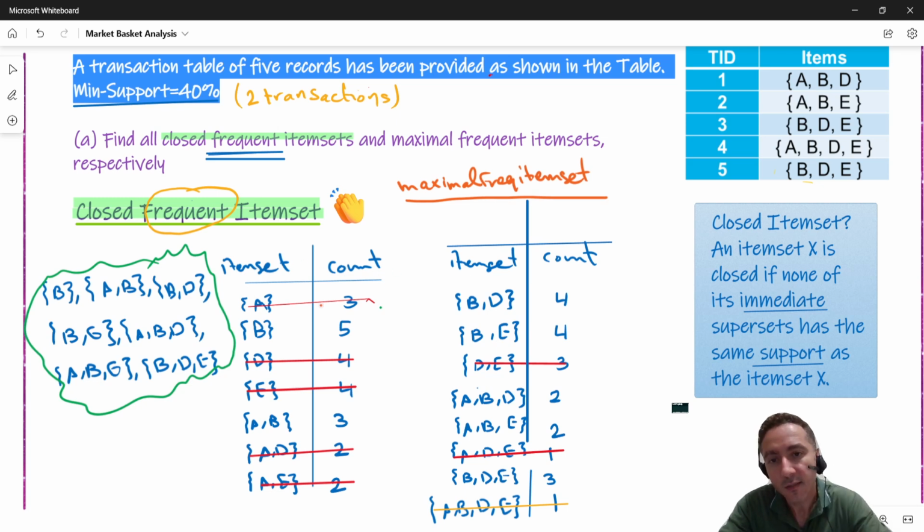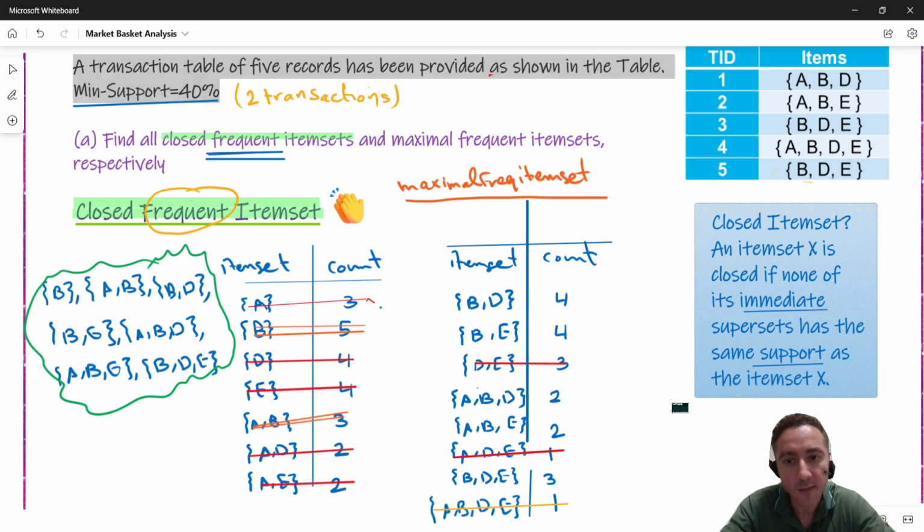Okay, so let's start. Very easy. Actually, this one can be done very fast. This is closed, right? Do we have an immediate superset which is frequent? Yes, we have it here, right? So that means this cannot be maximal. We rule it out immediately. Now we go to AB. Do we have an immediate superset? Yes, and it's frequent, of course, because this is a closed frequent item set, so this is also out.